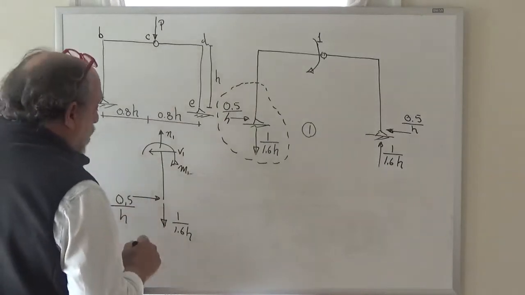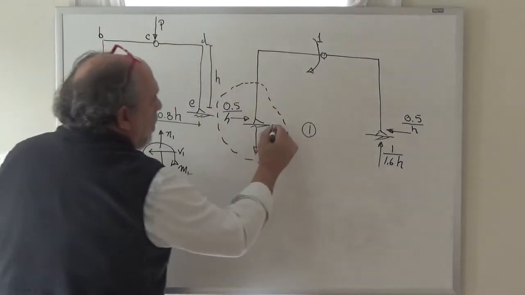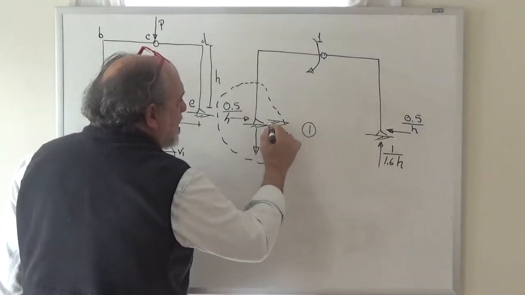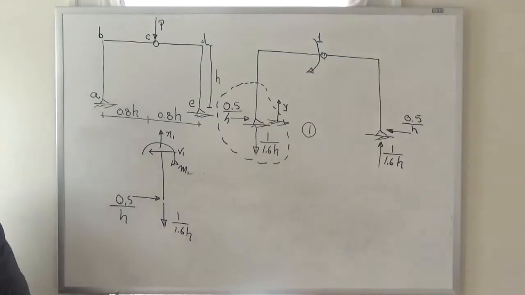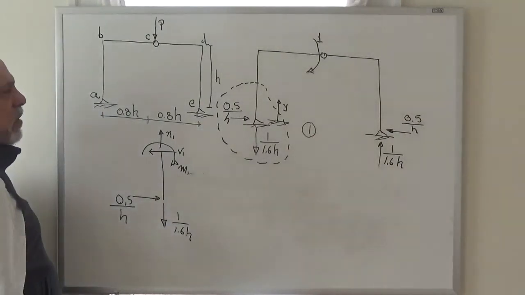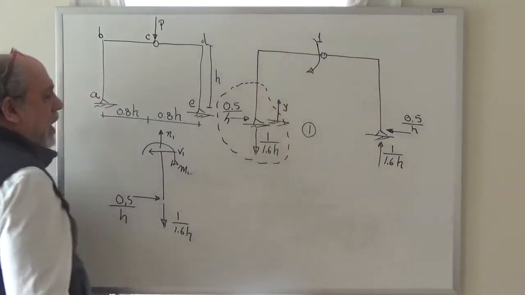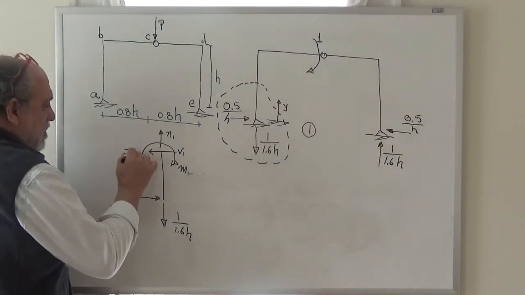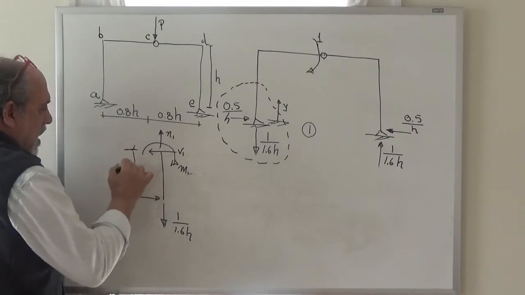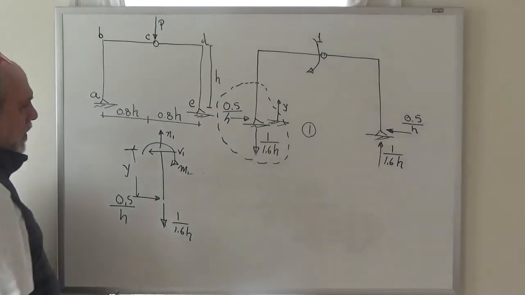Now I need to set up coordinates, right? Because those values are going to depend on where I am. So I'm going to say that a coordinate that starts here and goes upwards is called Y. So when we are at Y equal to 0.2H, we are at 20% of the height, right? So given that definition, this distance here is Y. And now we can do statics.